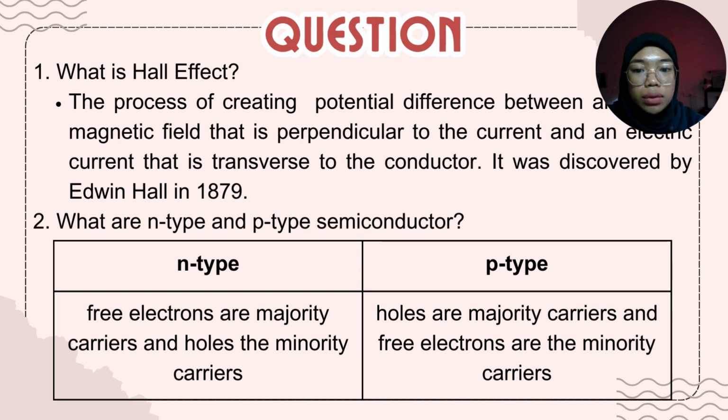What are n-type and p-type semiconductors? An n-type semiconductor has free electrons as majority carriers and holes as the minority carriers. Meanwhile, in a p-type, holes are the majority carriers and free electrons are the minority carriers.